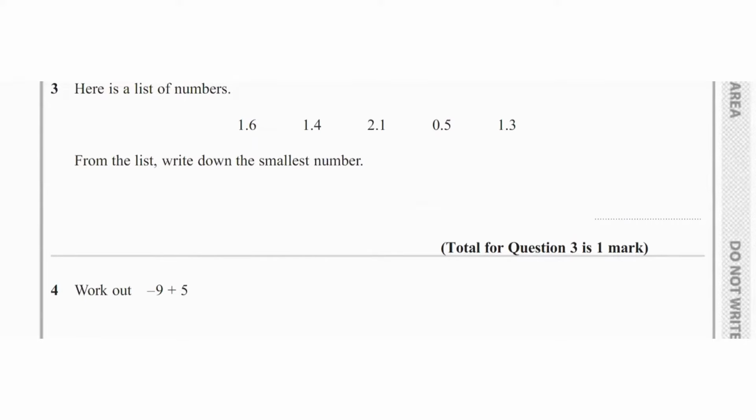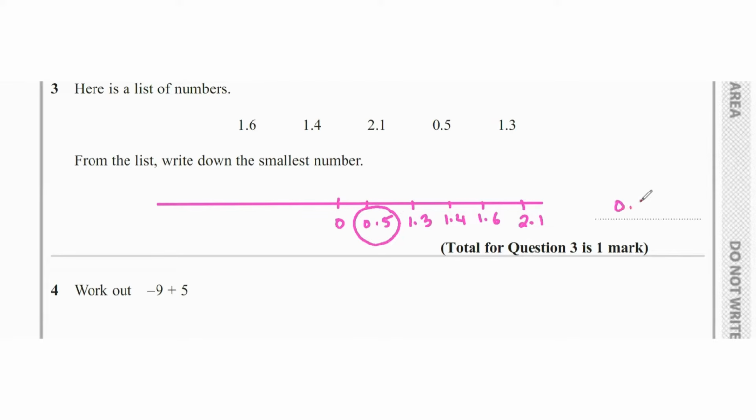Question 3 says, here's a list of numbers. From the list, write down the smallest number. So let's make a number line and put these points on the number line to see which one is the biggest, which one is the smallest. So we have 0 over here. So we begin with 0, then we go to 0.5. Then we'll have 1.3. Then we'll have 1.4, 1.6, and then 2.1. As you can see, 0.5 is the smallest. Smallest number is 0.5.